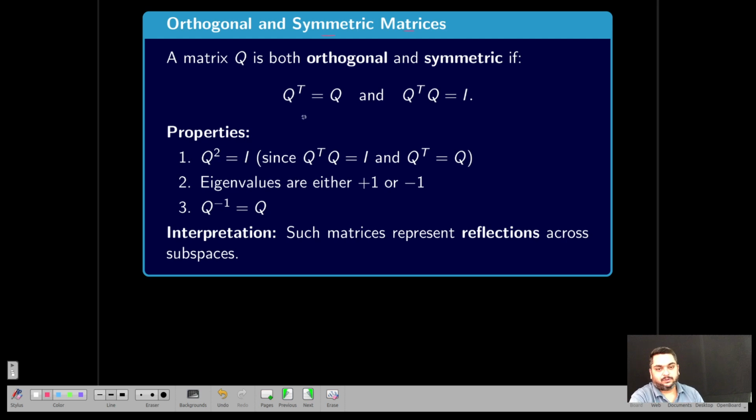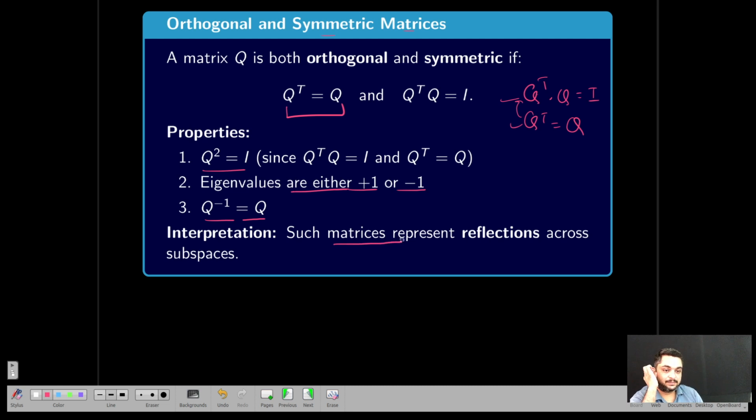Orthogonal and symmetric matrix. So you already know the definition of orthogonal matrix is Q transpose into Q is equal to I. And you know the definition of symmetric matrix, Q transpose equal to Q. If both are true, then we call it as orthogonal and symmetric. So properties: Q square equal to I, because Q transpose is Q only. So if I put Q here, it will be Q square equal to I. Eigenvalues are either plus 1 or minus 1. Q inverse equal to Q because of the property of this. Q into Q equal to I means Q equal to Q inverse.